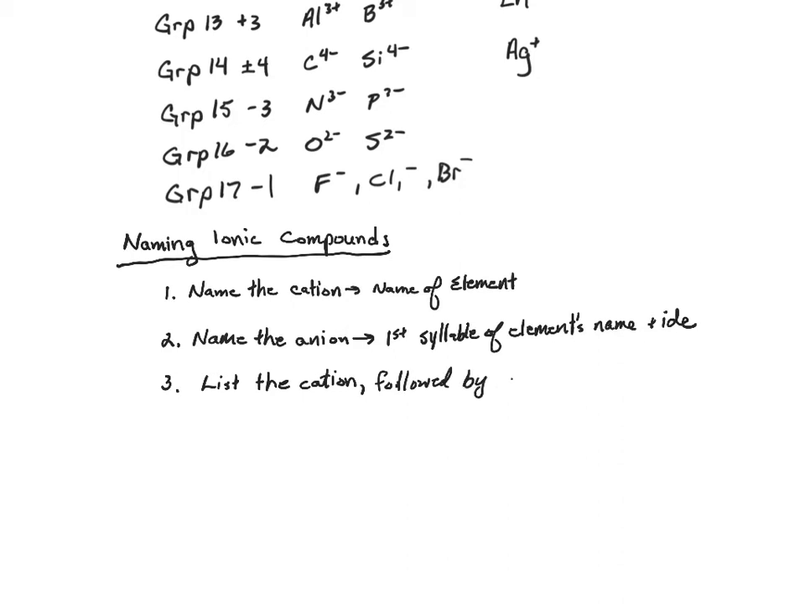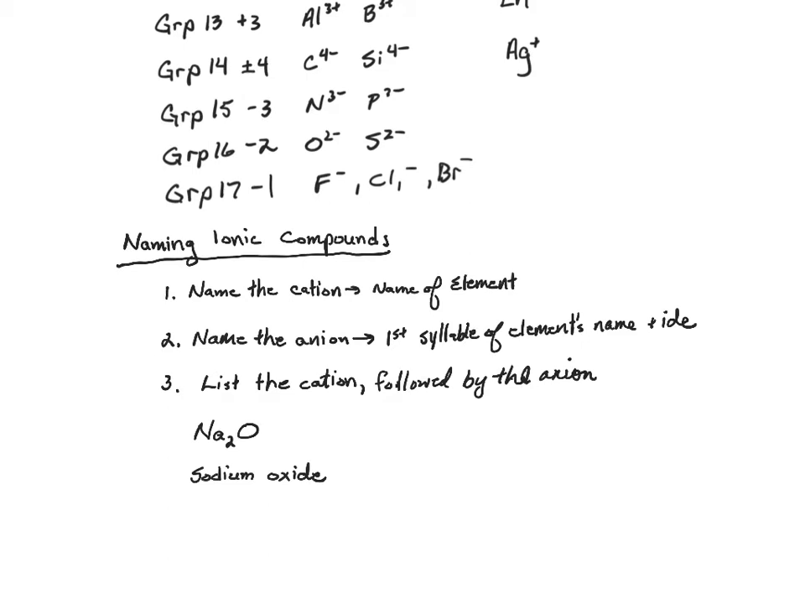Okay, so let's look at how that would turn out with a specific example. Let's say we have Na2O. The name of the cation, well, it's Na, so that's sodium. The name of the anion is oxygen, so it's the first syllable, ox plus IDE is oxide. And that's the name of our compound, sodium oxide.